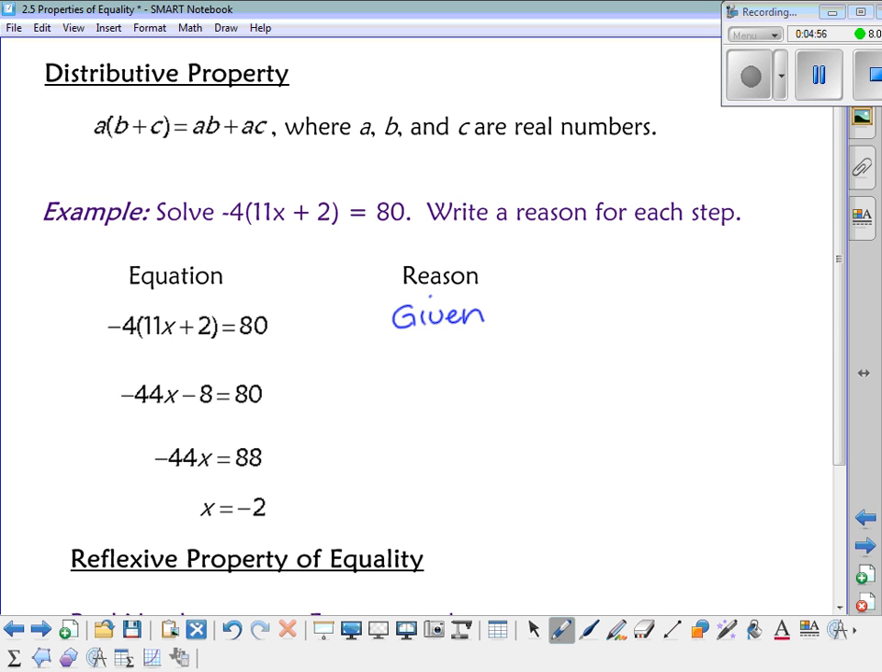And then if I look and see, well, when they went from step 1 to step 2, what did they do? Well, I can see that they distributed the -4 into the parentheses, and so that would be the distributive property of equality.